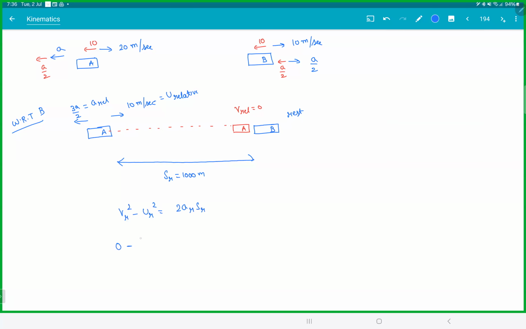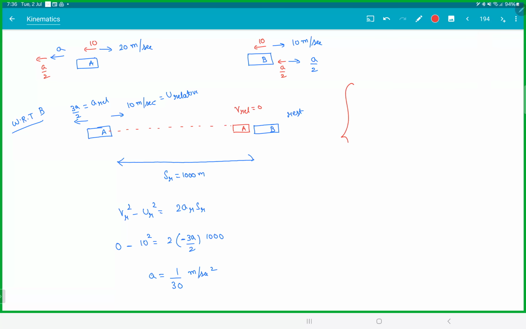So finally, the relative velocity stops. U relative is 10 square. Right is positive, left is negative. That's our sign convention. 3a by 2 into 1000. This turns out to be a is equal to 1 by 30 meters per second square. It's 1 by 30.